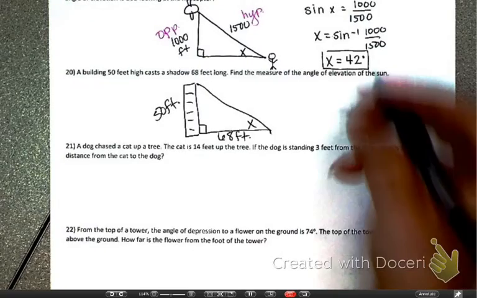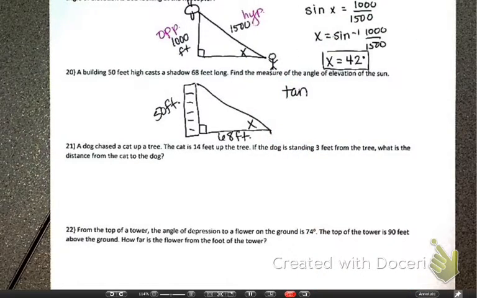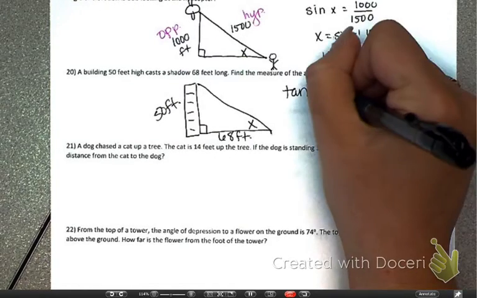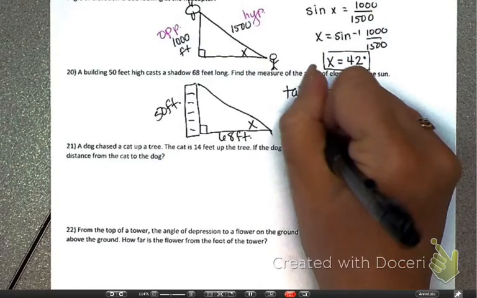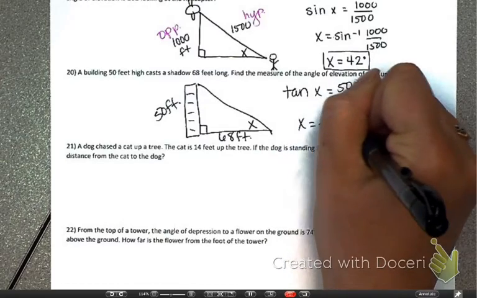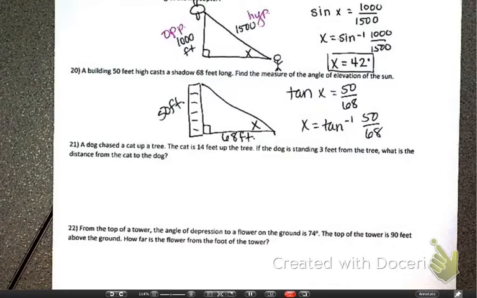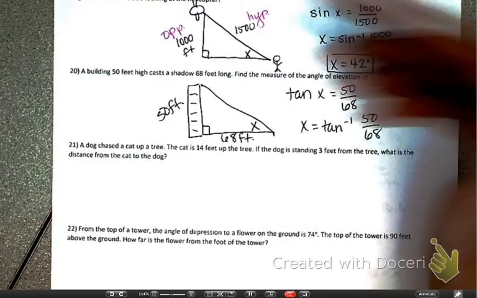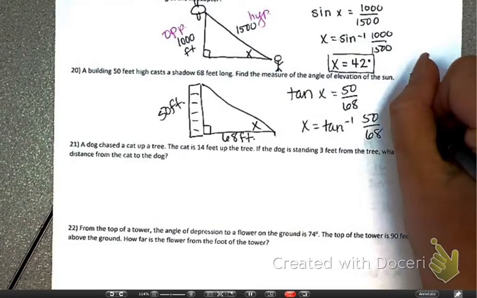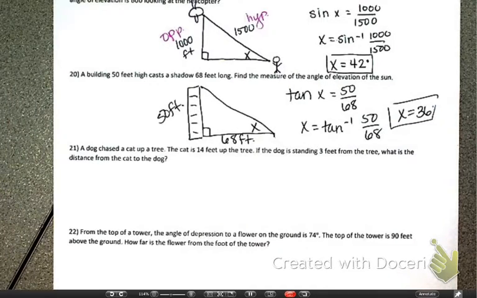Okay, so this one's tangent, which is opposite over adjacent. And if I plug that in, I get 36 degrees. Yes? Okay.